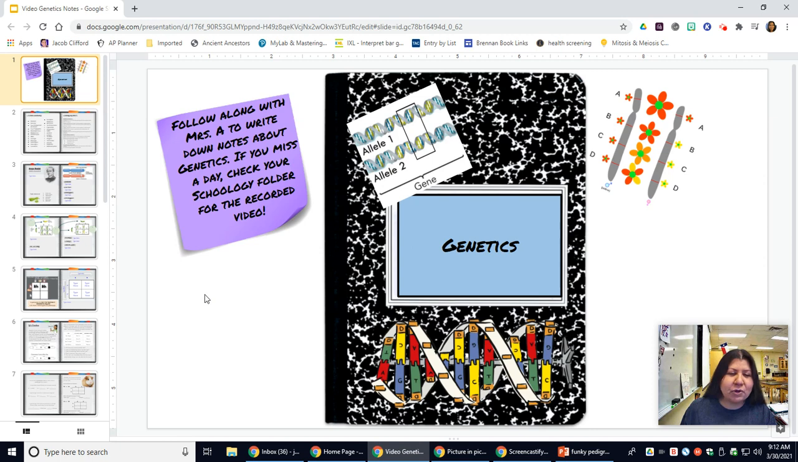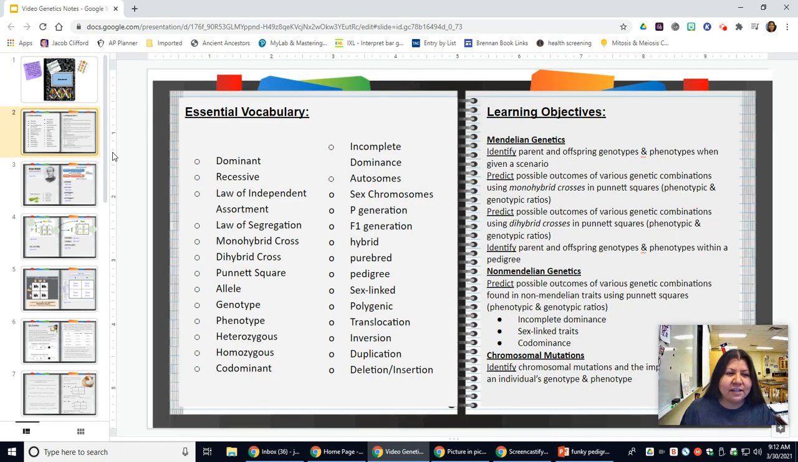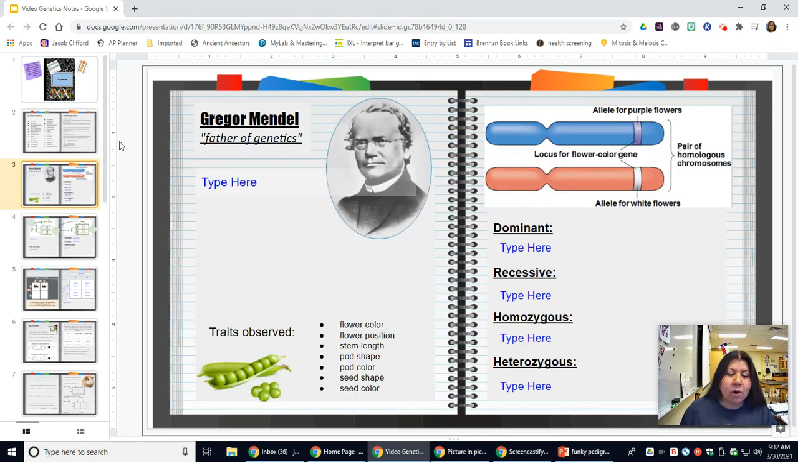So, just like always, when you open up your notebook, you have your title. Slide number 2 has your vocab, and some of this you may know because you did go over some basic genetics when you were in middle school. And then the learning objectives. So learning objectives will have some stuff that we haven't gone over yet. And so, we're going to spend a little bit of time on this unit, but it's going to be really fun. This is one of my favorite units. So let's go ahead and get started.